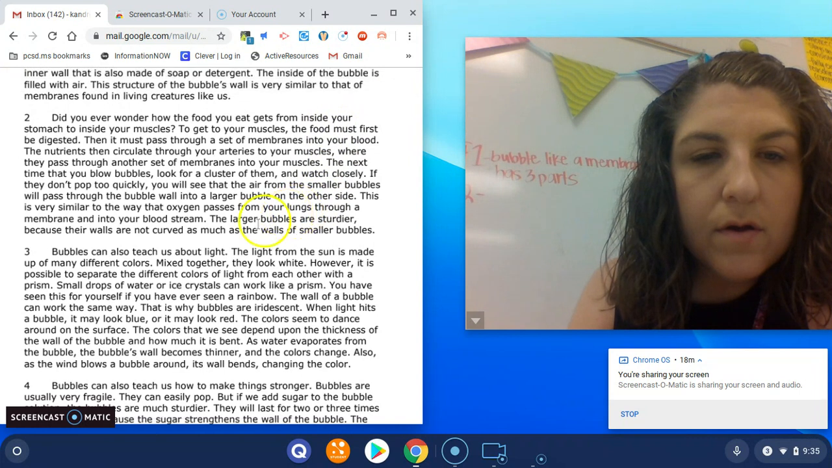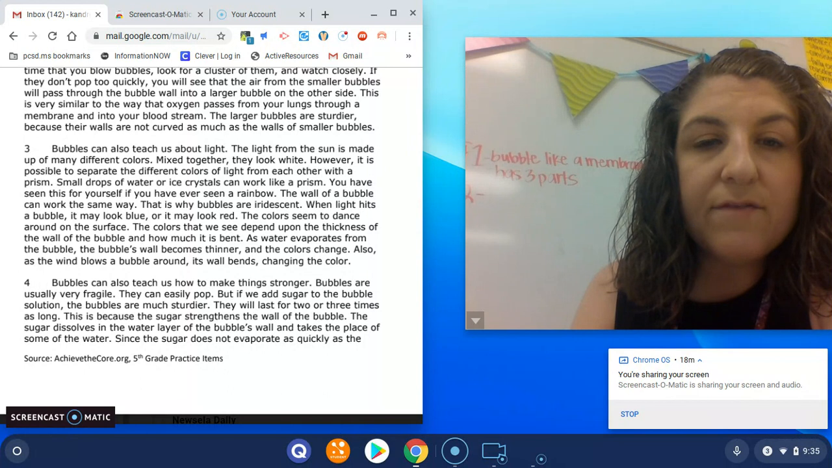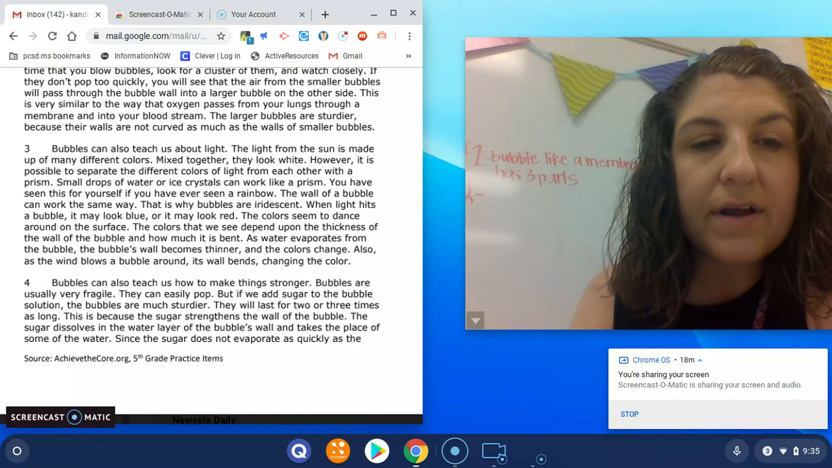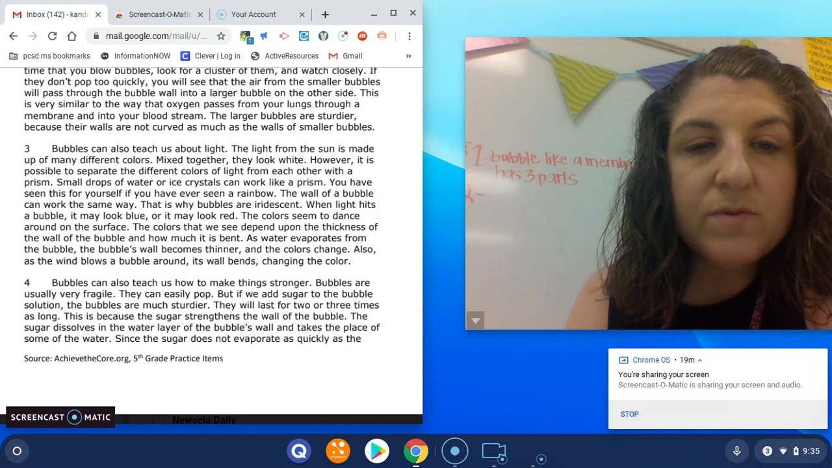Paragraph 3. Bubbles can also teach us about light. The light from the sun is made up of many different colors. Mixed together, they look white. However, it is possible to separate the different colors of light from each other with a prism. Small drops of water or ice crystals can work like a prism. You have seen this for yourself if you have ever seen a rainbow. The wall of a bubble can work the same way. That is why bubbles are iridescent. When light hits a bubble, it may look blue or it may look red.